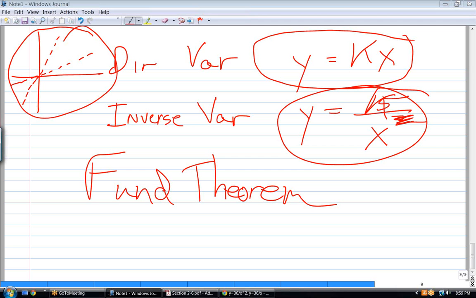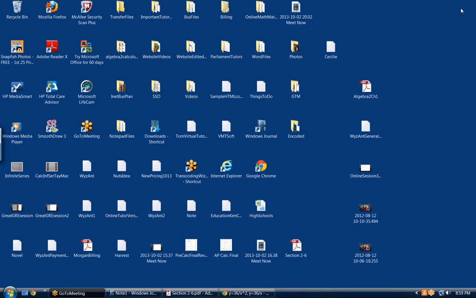Now, it is certainly possible to have inverse variation with the square of x, and it's possible to have direct variation with the square of x. So I'm not quite sure what that says about their graphs, but all right. Well, let's see.